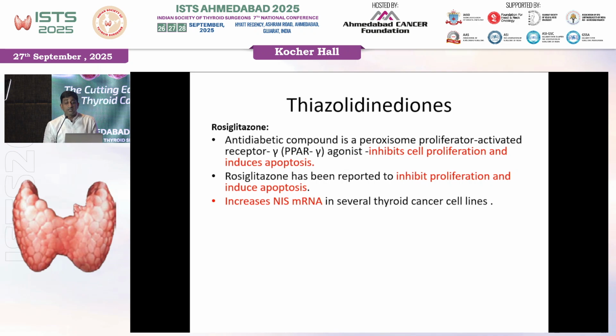The other treatment is thiazolidinones. The most commonly used drug is rosiglitazone. This anti-diabetic compound is a peroxisome proliferator activated receptor gamma agonist, which inhibits cell proliferation and induces apoptosis. Rosiglitazone has been reported to inhibit proliferation, induce apoptosis, and also increase sodium iodine symporter mRNA.